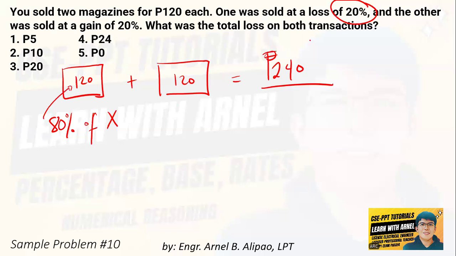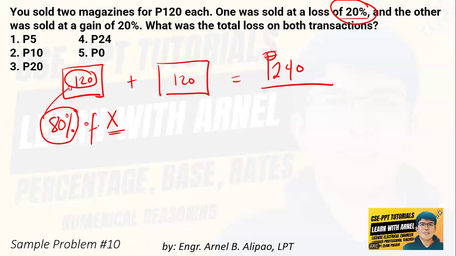Why is that so? Because you lost 20%, meaning to say, discounted by 20%. This magazine, you sold it at 120 pesos, but you lost 20%. So meaning to say, the buyer asked for a 20% discount. So if a 20% discount was asked, the 120 pesos that he paid is the 80% of the original price. You get it?